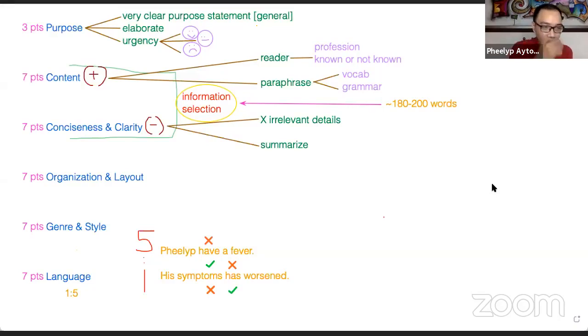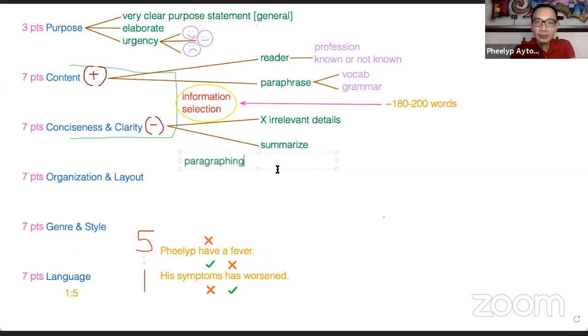Yes, good. Good question. Going back, so let's talk about organization and layout. So organization and layout is how you arrange yung mga information na na-select. And there are 3 ways for you to do it. First, you have to have proper paragraphing.